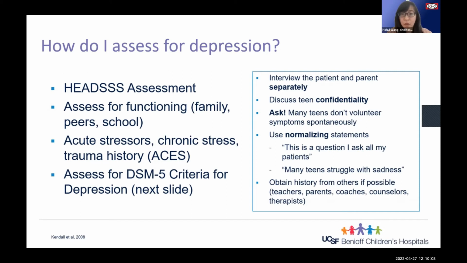Then, having collateral information: after you interview the teenager, talk to the parents separately. If necessary, it will also be helpful to get history from the teacher to observe their school performance or their peer relationships. If they do have a therapist, it's also helpful to get some information from the therapist. Next slide, please.